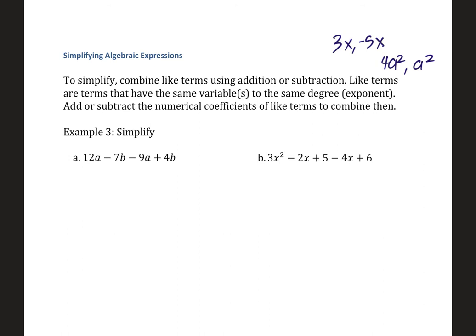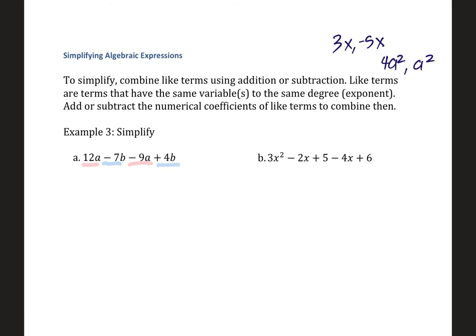We'll add or subtract the numerical coefficients, or the numbers in front of our variables, of like terms to combine them. We have a few examples here. 12a minus 7b minus 9a plus 4b. So I'm going to combine whatever has the same variable to the same degree. So we have 12a, -9a, then we have -7b, +4b.